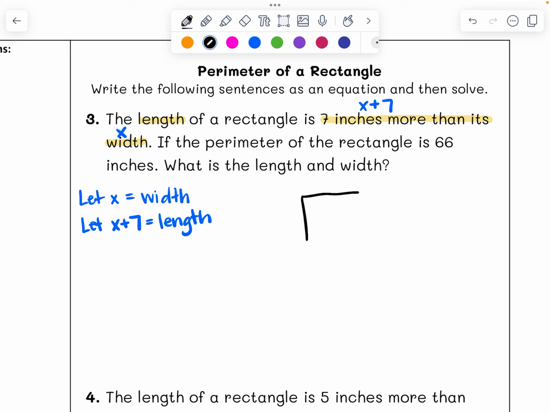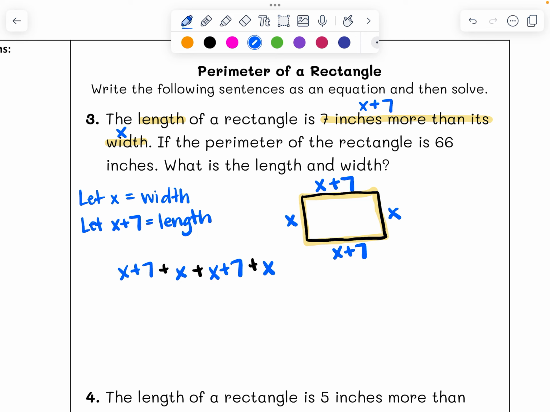So sketch the rectangle and let's label the sides. The width is x and the length is x plus 7. And the perimeter is just adding all the sides together. So x plus 7 plus x plus x plus 7 plus x. Now it says the perimeter is, there's our equal sign, 66.